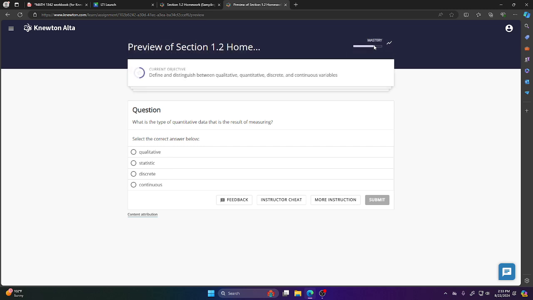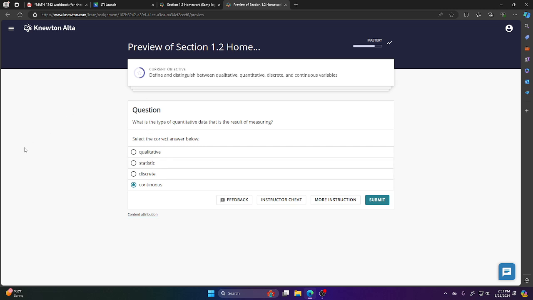Man, look at this. Look at this. We're already at 75. This is sweet. What type of quantitative data is used? Oh, wait, that is the result of measuring. Continuous measuring. Oh, yeah. I'm seeing it. Because this one's the whole numbers. That doesn't make sense. And this one here, this doesn't make sense in what I think.